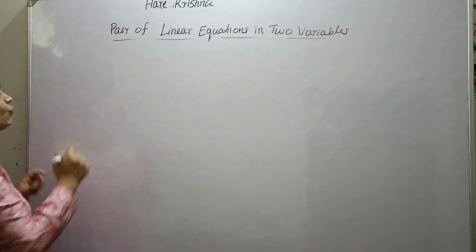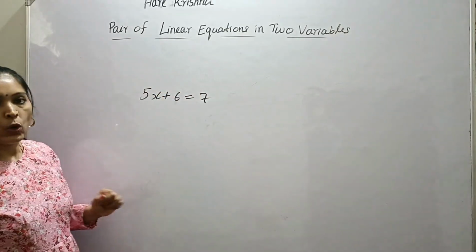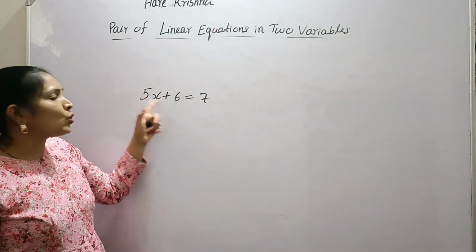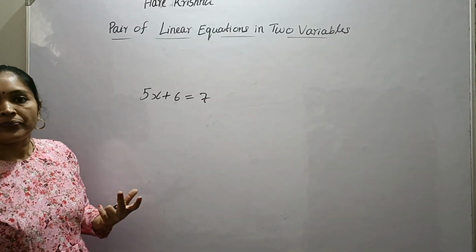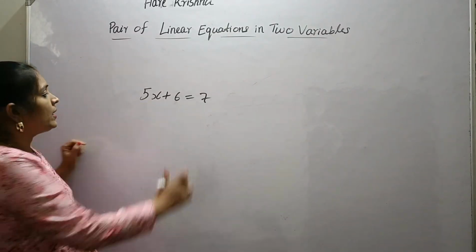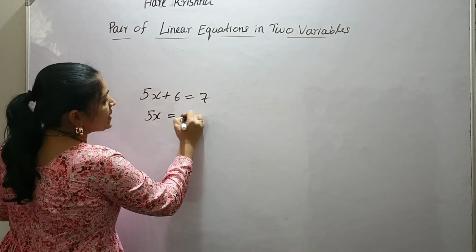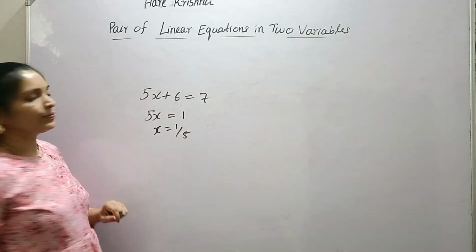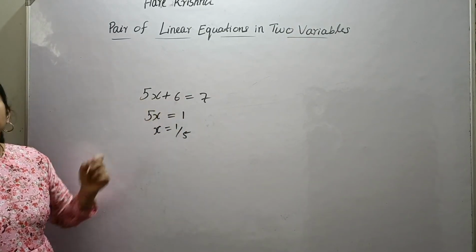First of all, let's take a linear equation in one variable, that is 5x plus 6 is equal to 7. It's a linear equation in one variable, that is x, the unknown variable. So what is the solution here? 5x is equal to 7 minus 6, that is 1, so x is equal to 1 by 5, right? So x is equal to 1 by 5 is the solution of this equation.